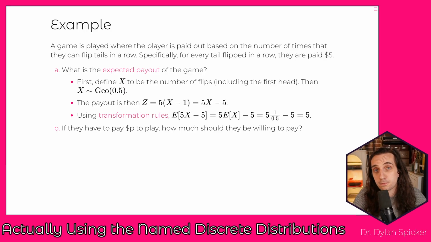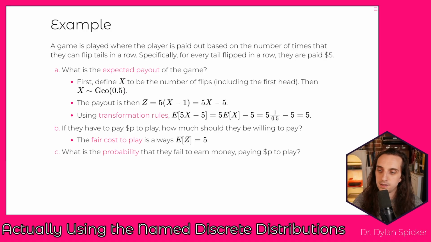Well, the fair cost for playing the game is always going to be the expected value of the random variable. So the expected value of z in this case is the fair cost to play. And so in this case, it's going to be 5. We worked that out in part A.